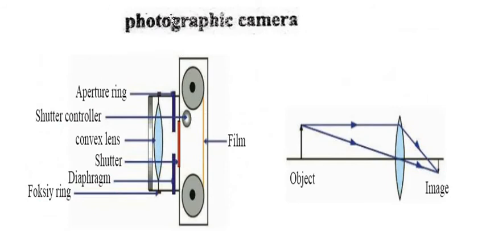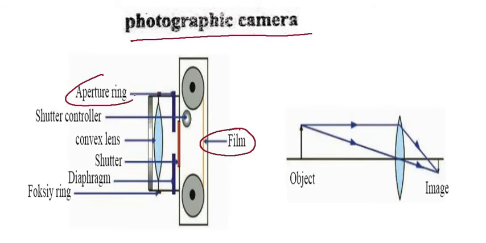It is a photographic camera. You can see here, this one is the photographic camera. You can see in this there is the film. One film is here, which is loaded. That one is the film, and it is the apparatus aperture rings.